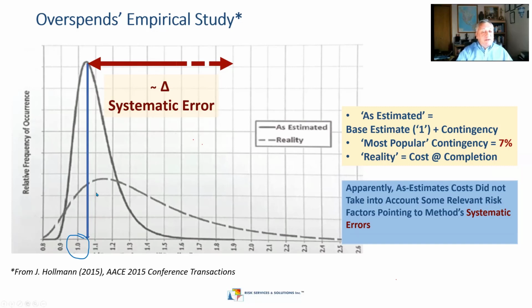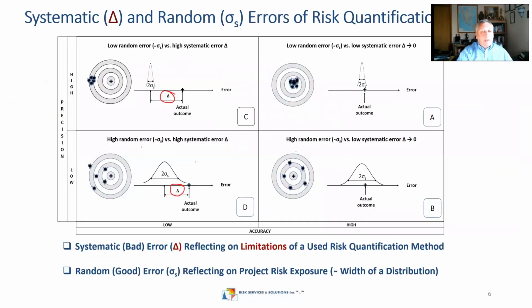And the reality, this second dotted curve, right, shows that the results differ drastically from this estimating curve. And we can call this difference conditionally systemic error of risk estimating or contingency estimating methods. And this delta or systemic error will be in our focus for the next couple of slides.